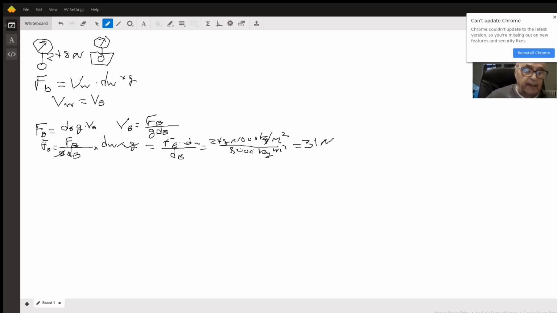So the net weight afterward is equal to the original weight, 248 newtons, minus the force of the water pushing up on the brass. And that comes out to be 217 newtons.